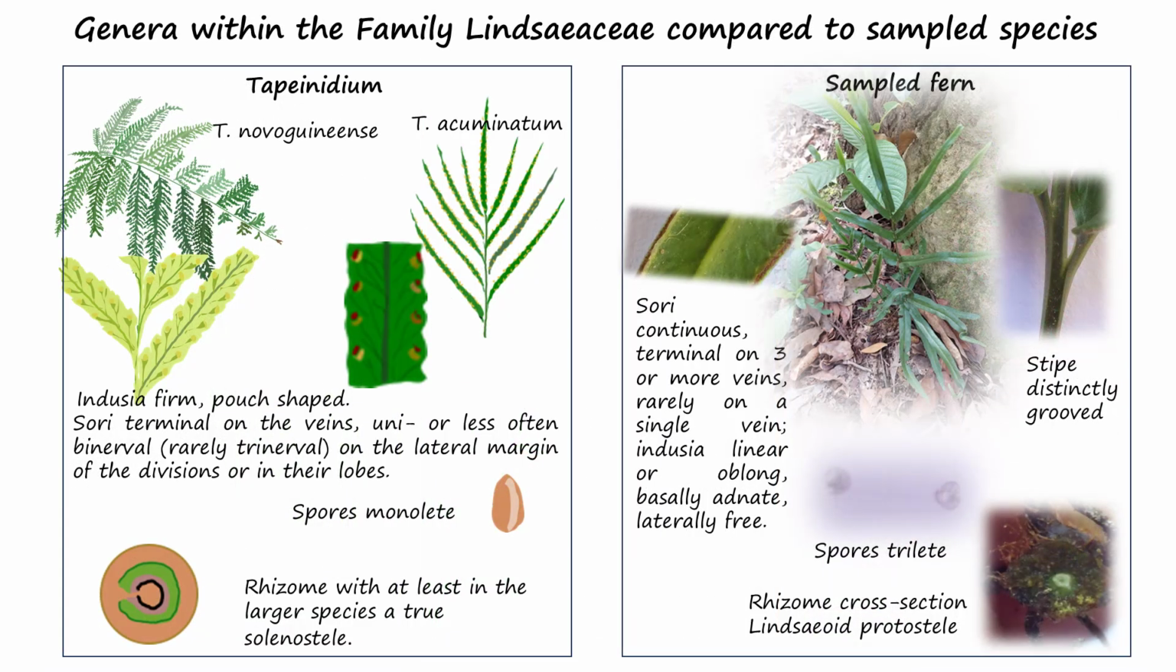The Tapeinidium genus usually has only a slight adaxial groove on its axis, with sori on the lateral lobes of a single vein, often without a prominent indusium. The indusium is pouch-shaped and the spores are monolete. The fern I sampled, like many Lindsaea, shows a prominent adaxial falcation on its axis, sori continuous along the margin, terminal on many veins, with a prominent linear indusium opening towards the margin and spores trilete.